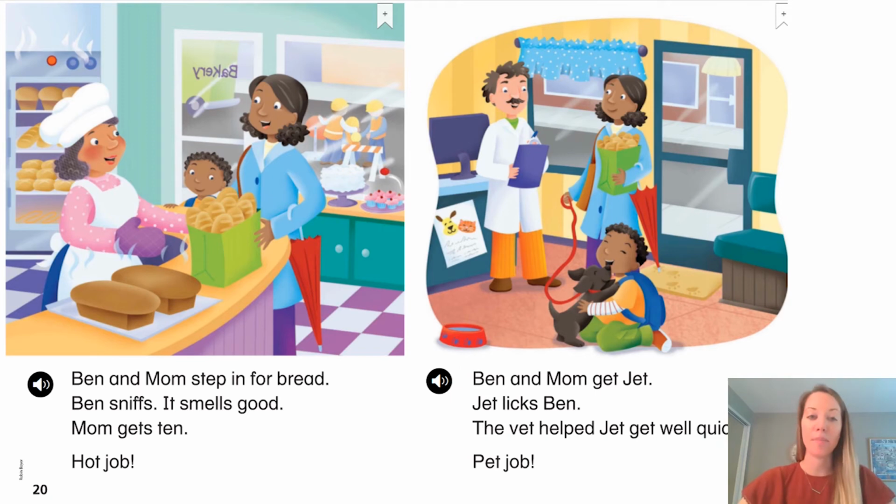Ben and Mom step in for bread. Ben sniffs. It smells good. Mom gets ten. Hot job.